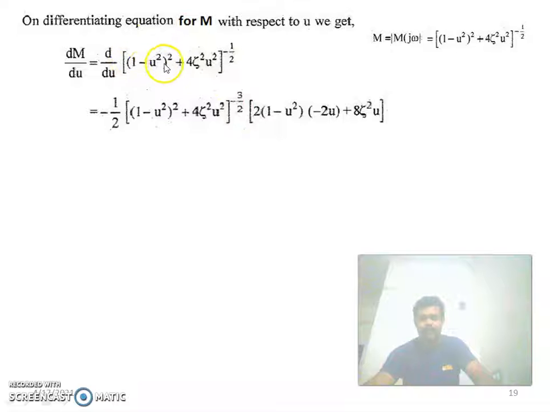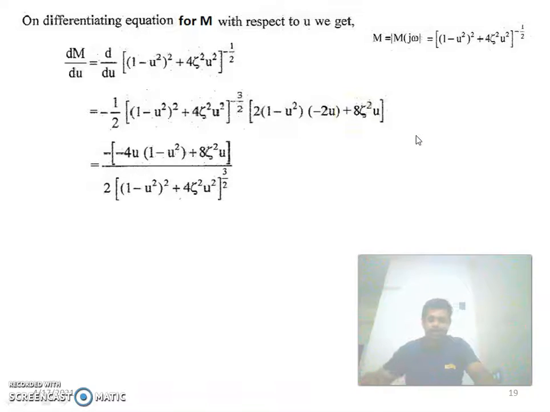(1 minus u square) the whole square is nothing but 2 into (1 minus u square), then the differentiation of minus u square is nothing but minus 2 into u. Then we are going to differentiate this 4 zeta square u square. Of these, 4 and zeta square are constant, and the differentiation of u square is nothing but 2 into u. So 4 into 2 is 8, so 8 zeta square u.